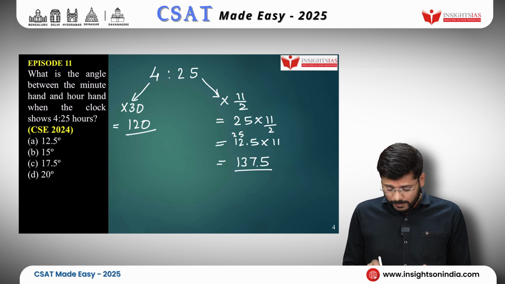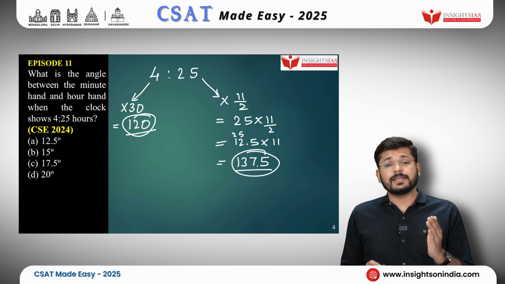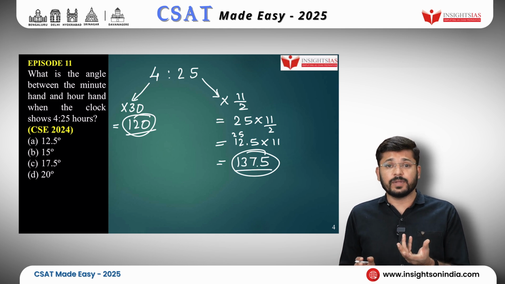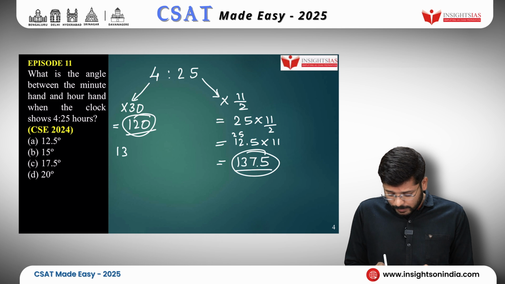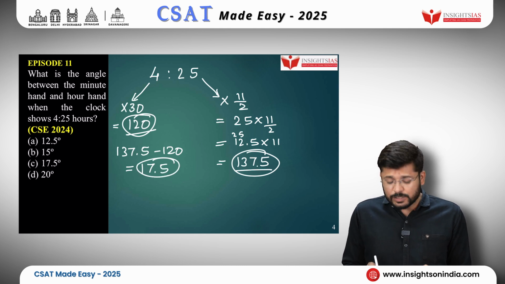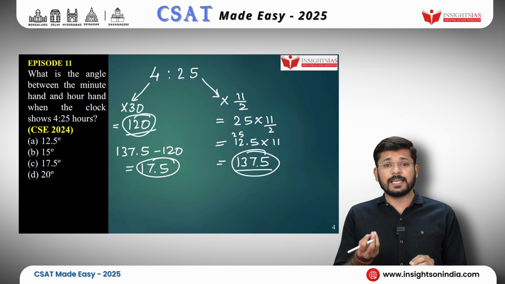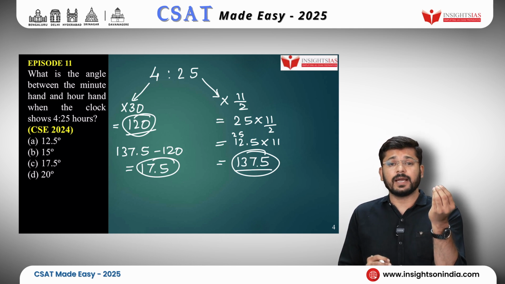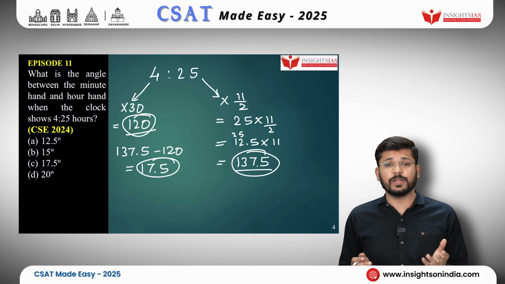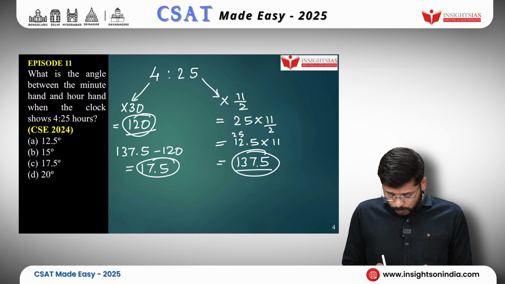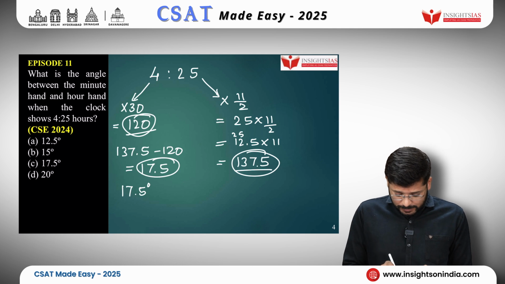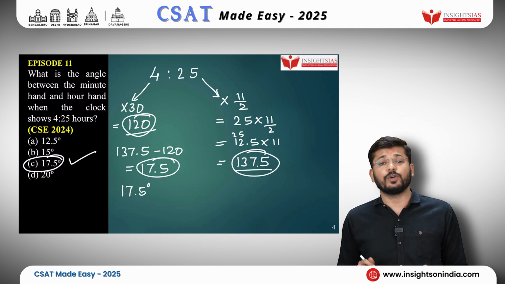So what do we do after we get two numbers? We subtract, we take the difference between the numbers. What is the difference? 137.5 minus 120. What do we get? 17.5. So this is your answer. At any given time, multiply the hour number with 30 and the minute number with 11 by 2, and the difference between those two products will be the angle between the hour hand and the minute hand. So your answer is 17.5 degrees. Do we have that in the options? Yes, it is option C, 17.5 degrees.